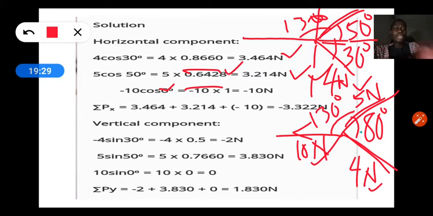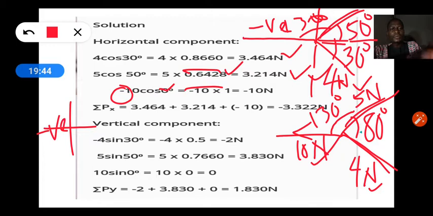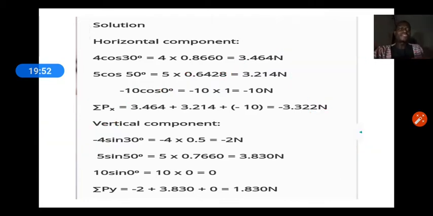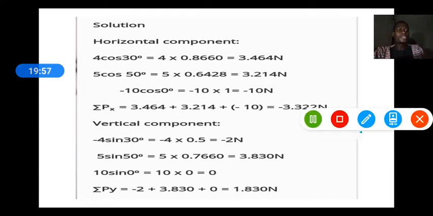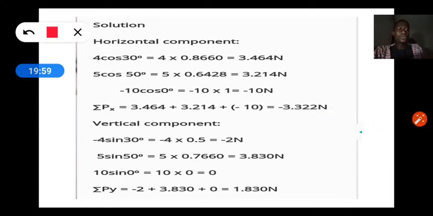Don't forget, I have this minus here. Why? Because this part is negative in our Cartesian plane. Remember, when you have a Cartesian plane, this part is negative, this part is positive for our x-axis. Don't forget, that's why I have that negative value there. Let's quickly conclude this part.